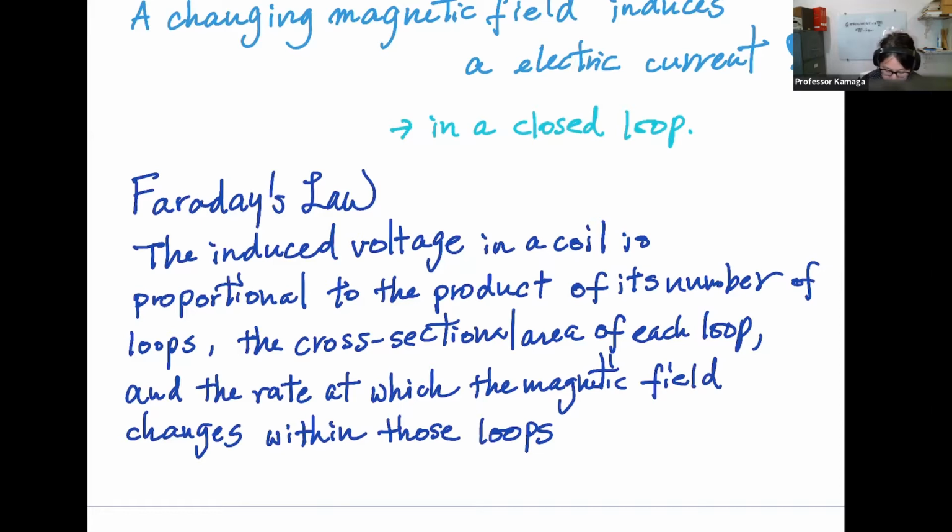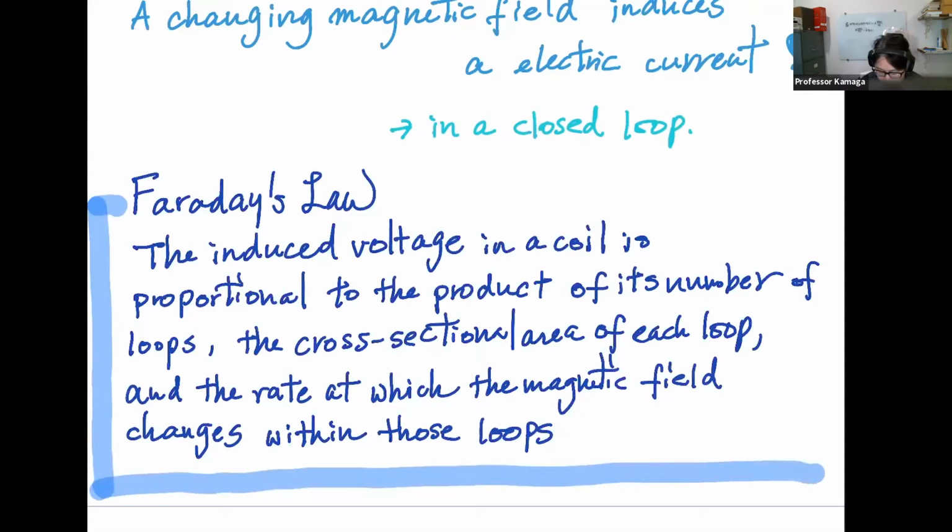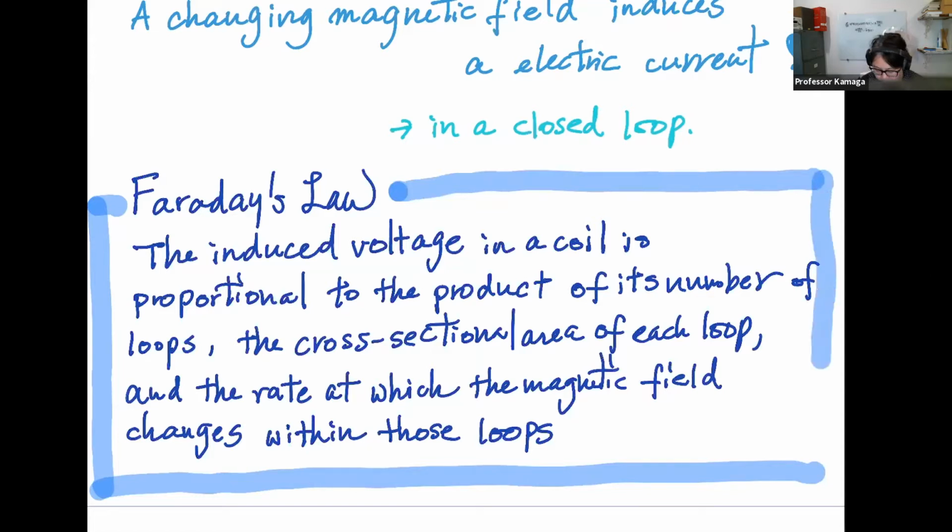So Faraday's law put this idea: you will see voltage induced in a closed loop when you have a change in magnetic field. Then the induced voltage depends on the number of loops in the coil and also on the cross-sectional area of each loop, right? The size matters, the area, and the number of turns. And also how fast, how much the magnetic field passing by is changing. So that's what Faraday's law says. You see this application everywhere.